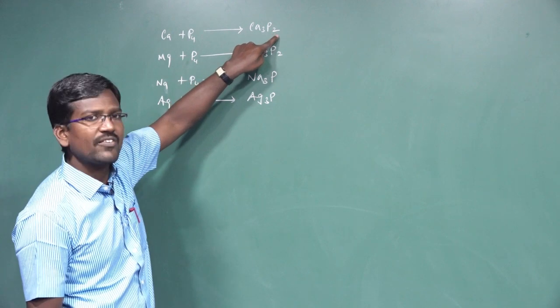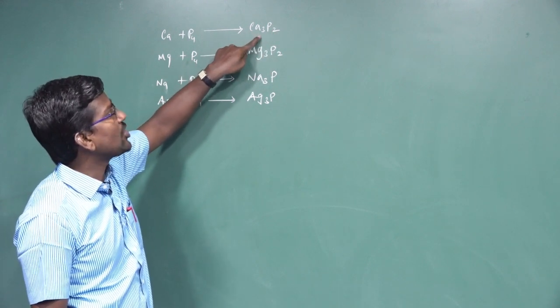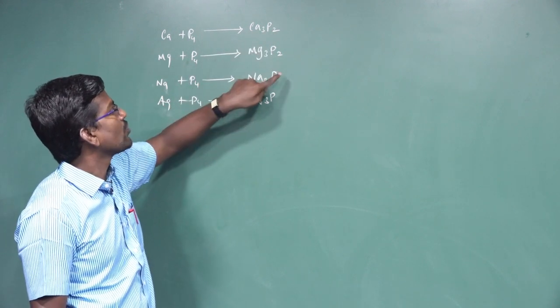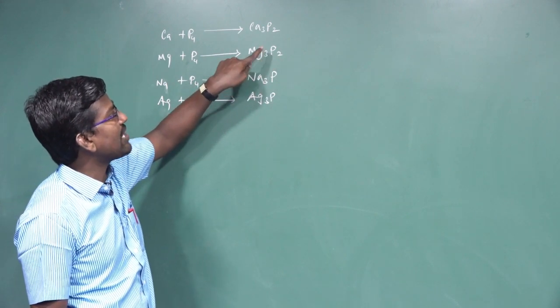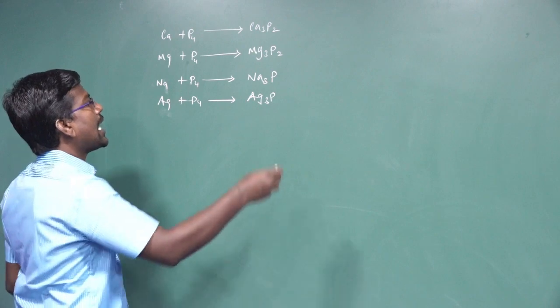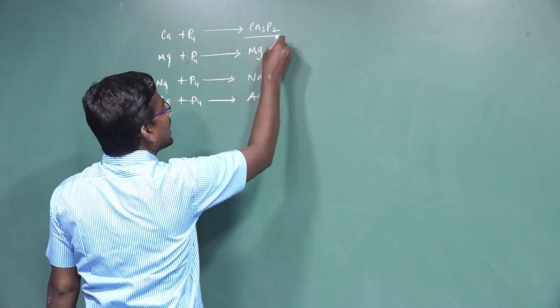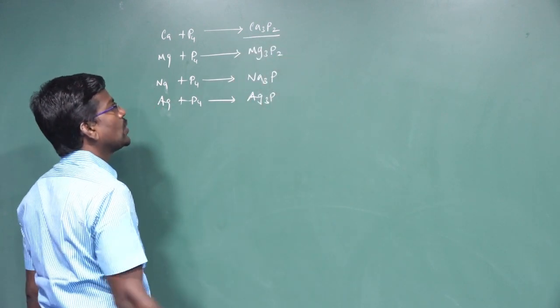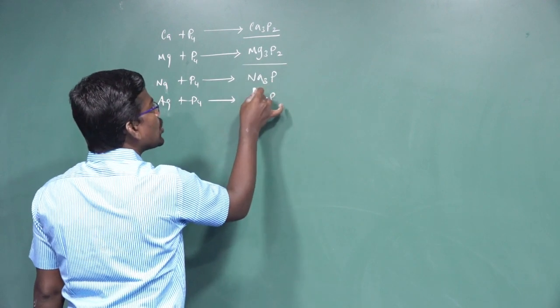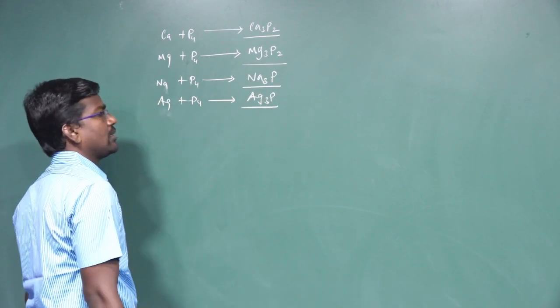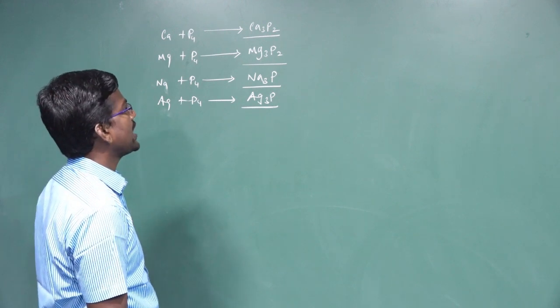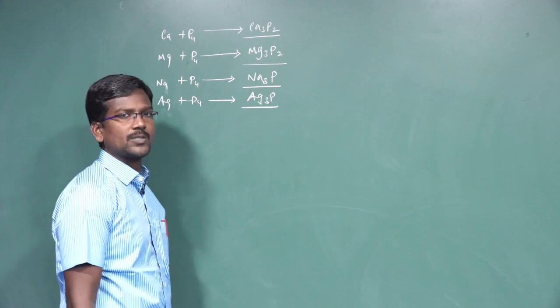The 2 is the valency of calcium. 3 is the valency of phosphorus. Here 2 is the valency of magnesium. 3 is the valency of phosphorus. That's why these are metallic phosphides: calcium phosphide Ca3P2, magnesium phosphide Mg3P2, sodium phosphide Na3P, silver phosphide Ag3P.